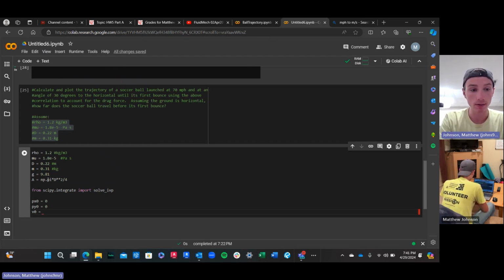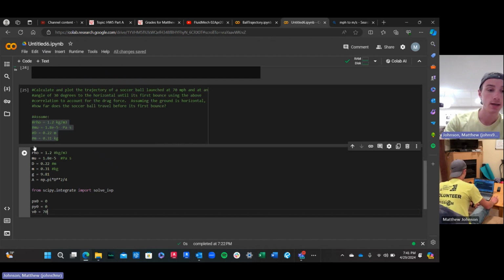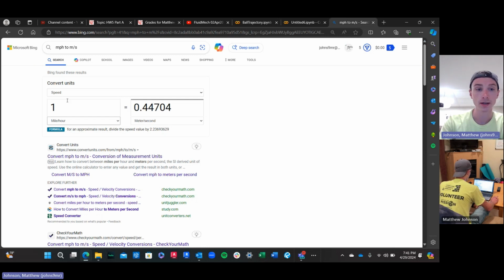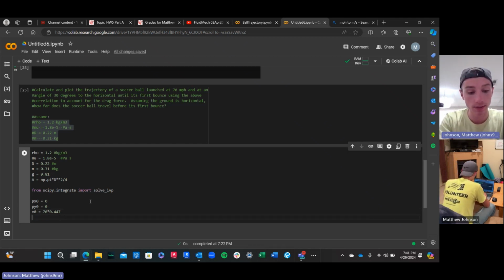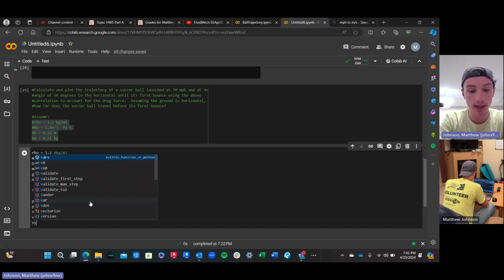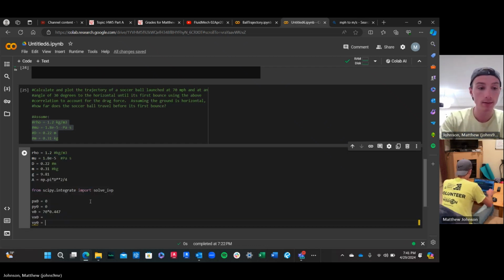Okay, so 70 miles per hour, we need to convert that to meters per second since we're using our standard metric SI units. So I went ahead and looked up the conversion here. 1 mile per hour, if you didn't know, is 0.447 meters per second. And then we should probably break that down into x and y components as well. So we need a Vx naught and a Vy naught.